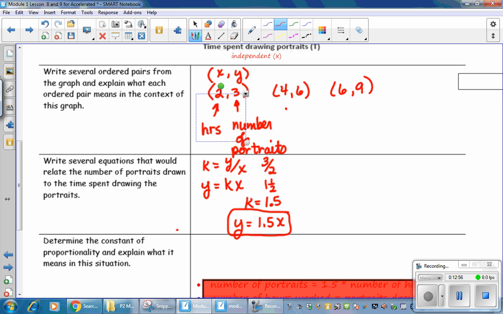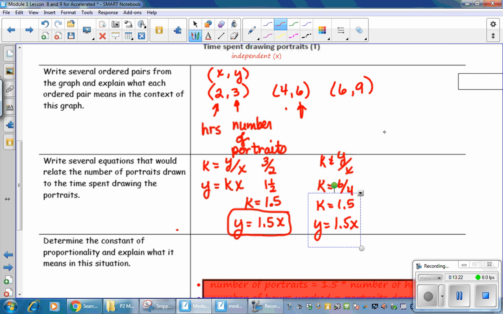Then it says write several. So let's do it with the next ordered pair. k equals y divided by x. And in this case, the value of y is 6. So we have 6 divided by 4. And go ahead and calculate 6 divided by 4, and you'll see that k equals 1.5. So y equals 1.5x. And with our last ordered pair, remember that that is our y value.